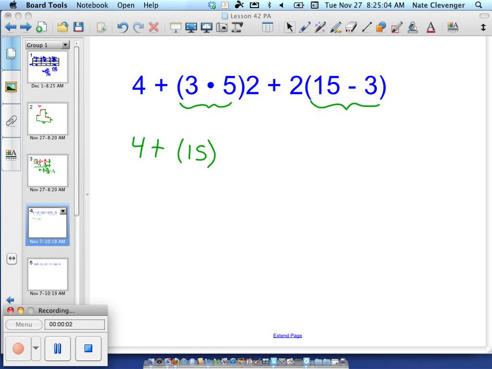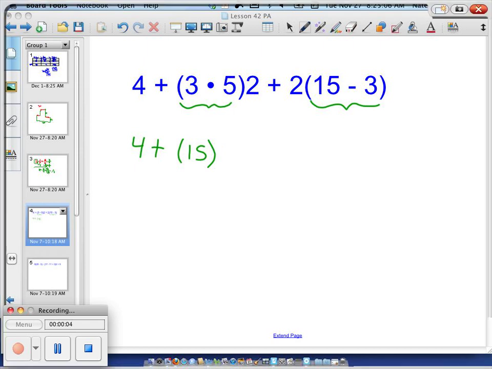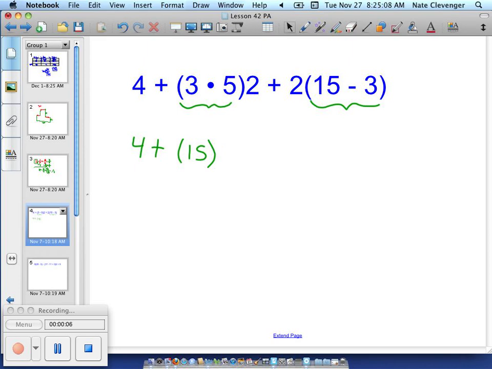Okay, so I'm taking the 3 times 5 is 15. I have the 2, which is setting next to it. What operation is implied there?